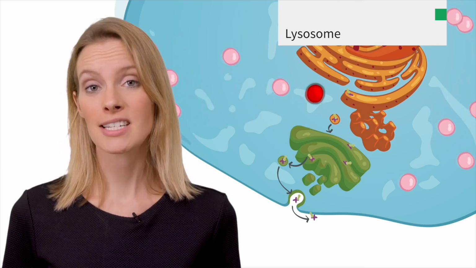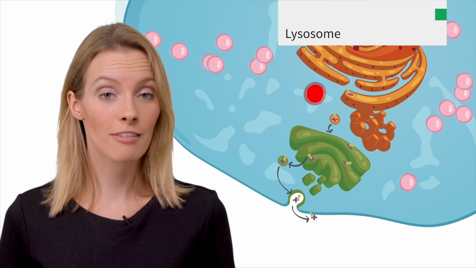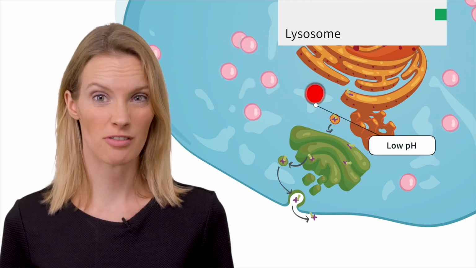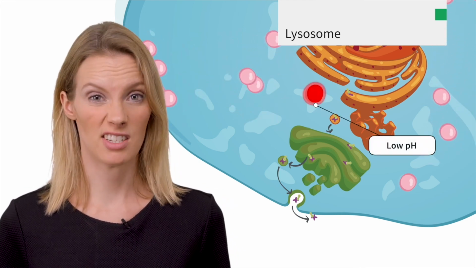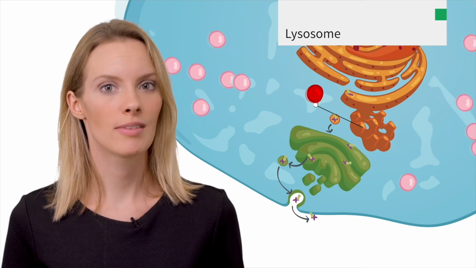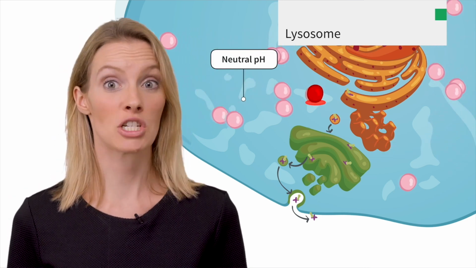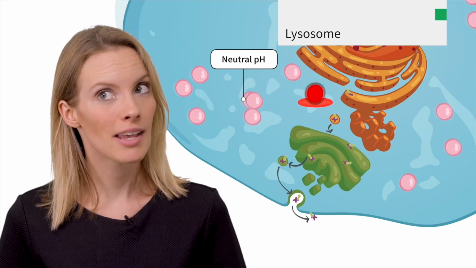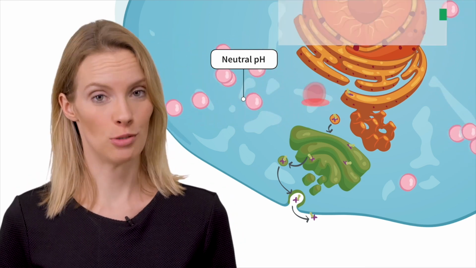Lysosomal enzymes function best at an acidic pH, and therefore the lysosome interior is kept at a pH of about 4.5 to 5 or so. So in the event that a lysosome were punctured and spilled its contents into the much more neutral cytoplasm, well, those enzymes aren't going to be able to do much.